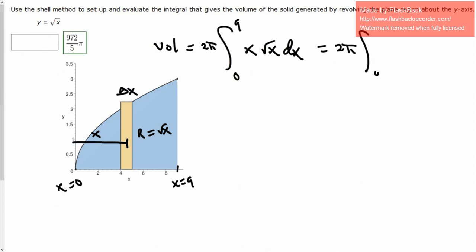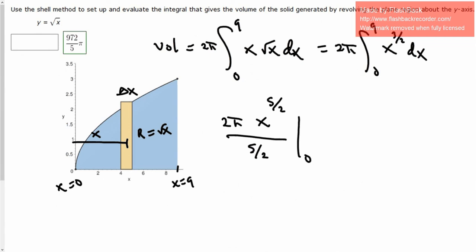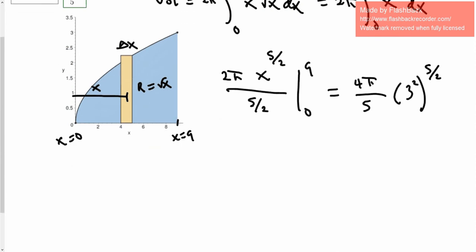So this is 2 pi times the integral from 0 to 9. X times square root of x is x to the 3 halves dx. So this gives us 2 pi. We integrate. This is x to the 5 halves all over 5 halves. And this is evaluated from 0 to 9. So this becomes 4 pi all over 5. Here's that 9 to the 5 halves power. So this is 3 to the second, that 9 raised to the 5 halves power. And so we get this volume is 4 pi.